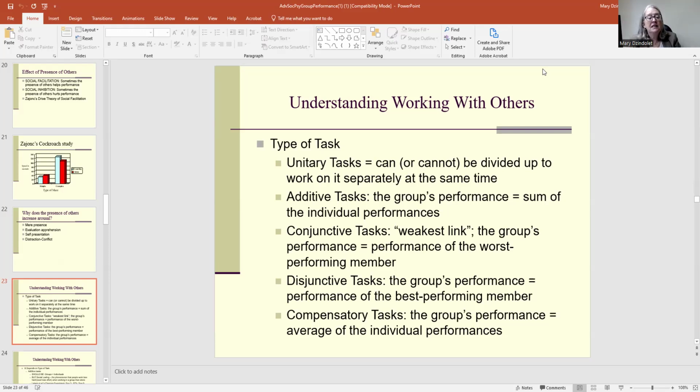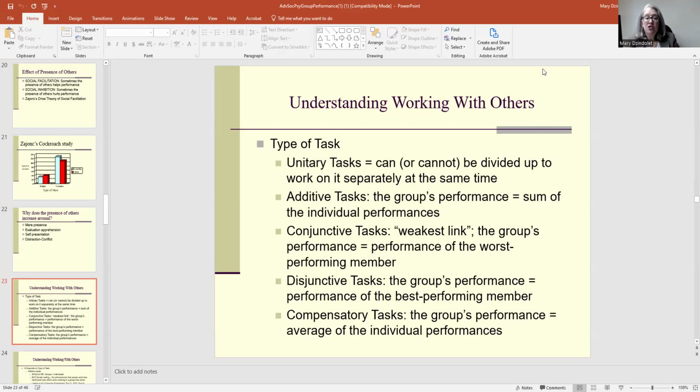Another additive task: let's say I owned a real estate firm. How many houses did our firm sell? Well, how many did the one realtor sell, plus how many the second realtor sold, plus how many the third, plus how many the fourth? That's how many we sold. So with an additive task, the whole group does as well as the sum of each of the individual members.